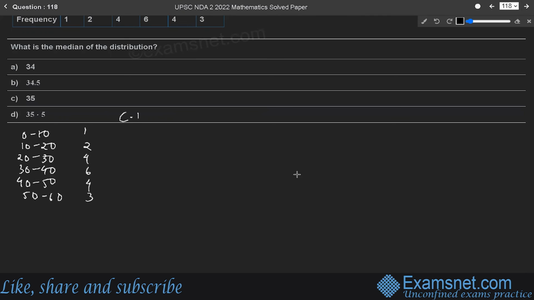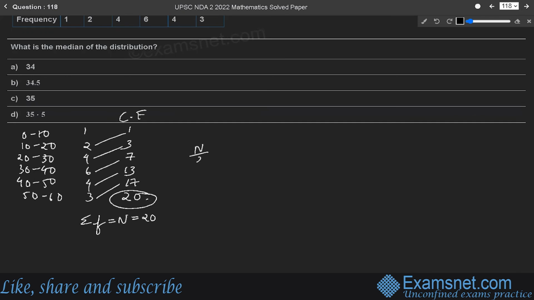Now we have to find the cumulative frequency, which will be 1, 1 plus 2 is 3, 3 plus 4 is 7, 7 plus 6 is 13, 13 plus 4 is 17, and 17 plus 3 is 20. This 20 is the summation of f, so n equals 20. Now let us talk about the n by 2th term. N by 2 means 20 by 2, which is 10. So it determines the median class. 10 will lie here. This is the median class according to the given question.